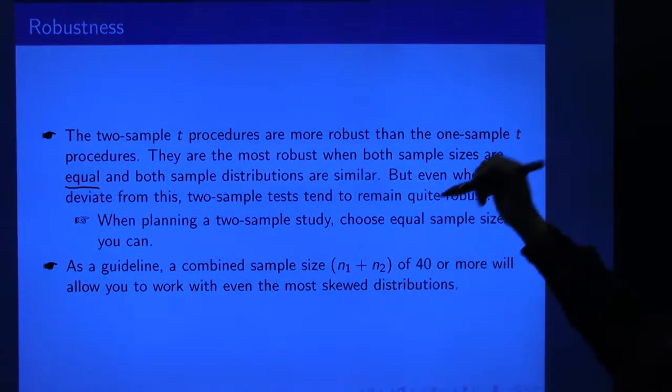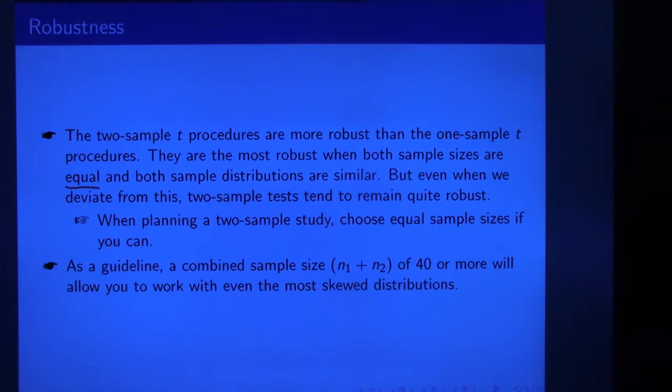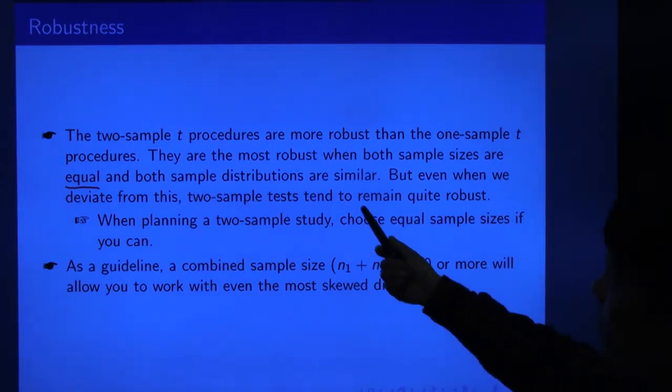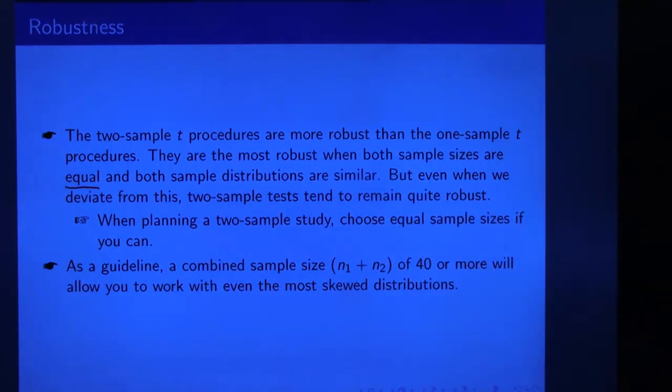For example, in the first case both sizes equal 30, and in the second case the first size equals 21 and the second size equals 23. Both sample sizes are not equal, but they are most robust if the two sample sizes are equal and both sample distributions are similar. But even when we deviate from these two conditions, two-sample tests tend to remain quite robust.